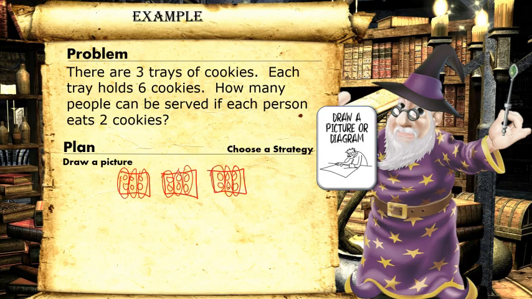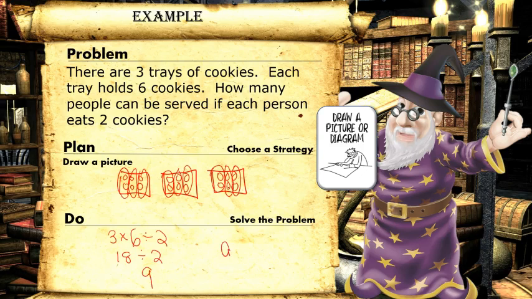Now, let's look at the math. We drew 3 trays of 6, so that's 3 times 6, and then we broke them up into groups. When you split things into groups, you're dividing, so we would need to divide by 2. 3 times 6 gives us 18, and then 18 divided by 2 is 9. So our answer is 9 cookies.